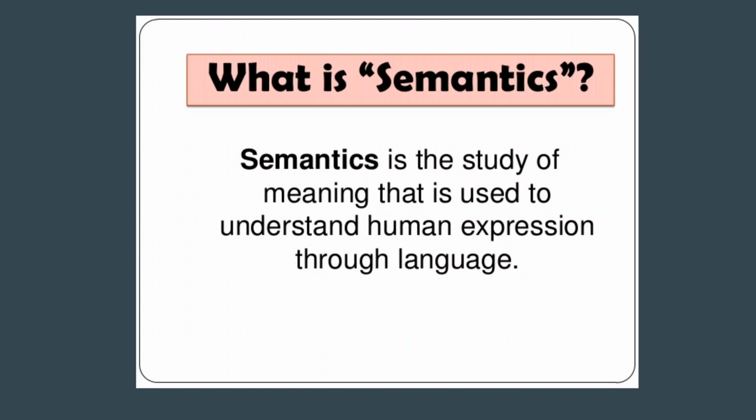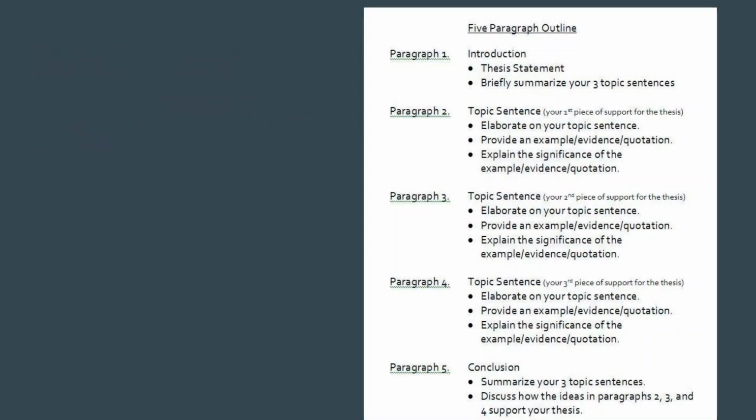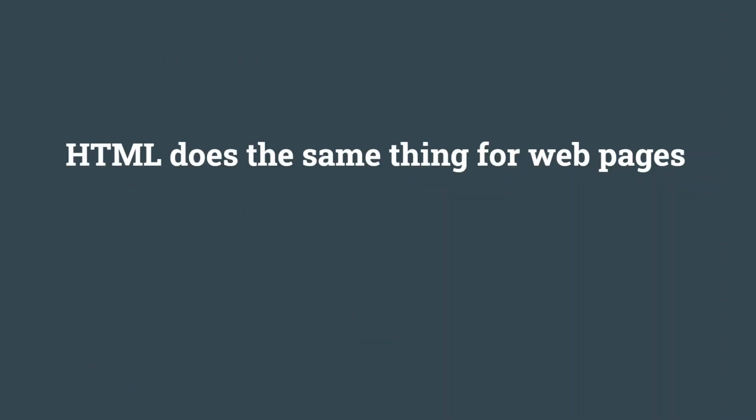You guys have already been doing plenty of semantics in your academic lives. You have all been writing five-paragraph essays forever in your English classes. And when we think about the five-paragraph essay, it has basic semantics: you have your intro, right? You've got your three topic paragraphs, and then everybody wants to close it out with a conclusion. So in HTML, we have the same exact idea. The documents we write in HTML are always broken down with some type of structure, right?